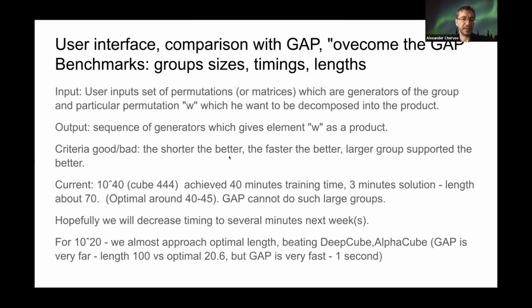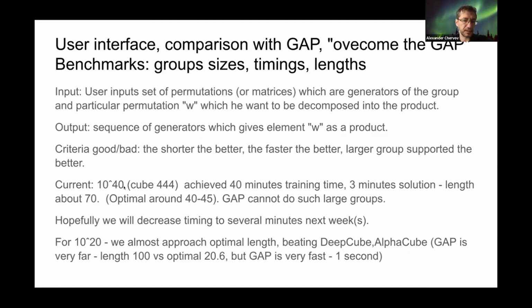How do we estimate how well our system is working? Of course, the path should be as short as possible. The faster the system works, the better, and the larger the group that is supported, the better. Basically, these are the three main criteria.